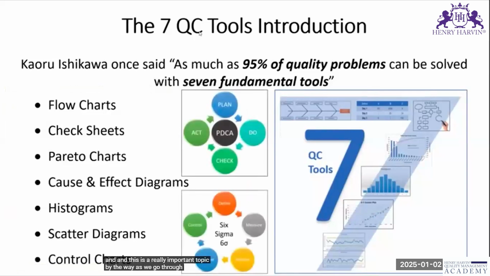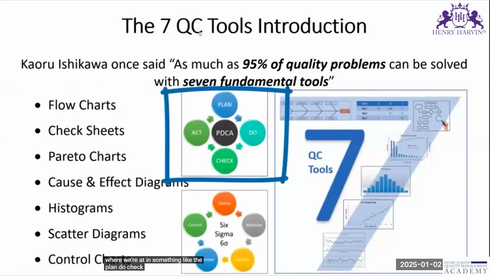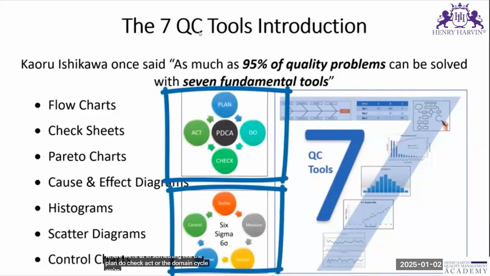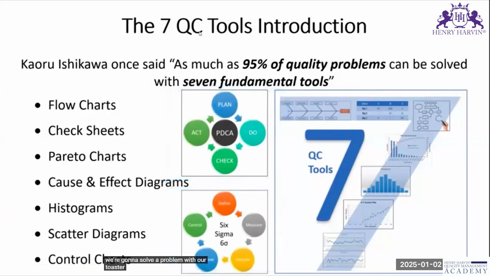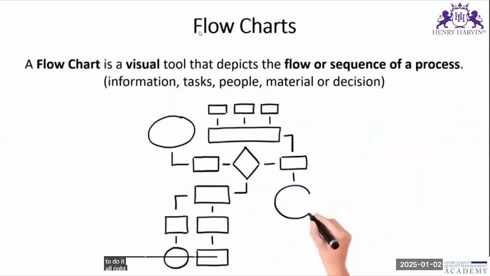By the way, as we go through this, I'll make sure to talk about where we're at in something like the Plan, Do, Check, Act or the DMAIC cycle. We're going to solve a problem with our toaster, and we'll use either the DMAIC or the Plan, Do, Check, Act process to do it. All right, let's get into it.